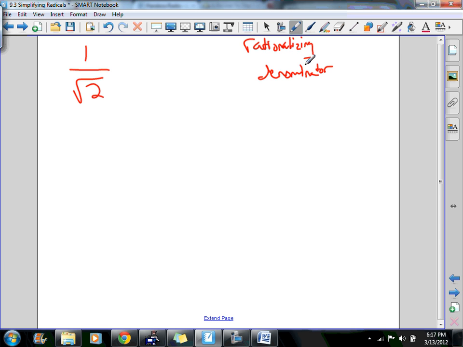That's terrible handwriting. I'm sorry about that. Rationalizing the denominator. We are going to multiply by the square root of 2 over the square root of 2, because this thing right here is technically a value of 1. You can always multiply by a value of 1, so that's what we're going to do.